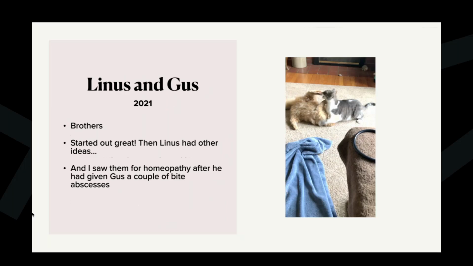This is Linus and Gus. These are brother cats that I first saw in 2021. And it started out great when they were babies together. They were great.